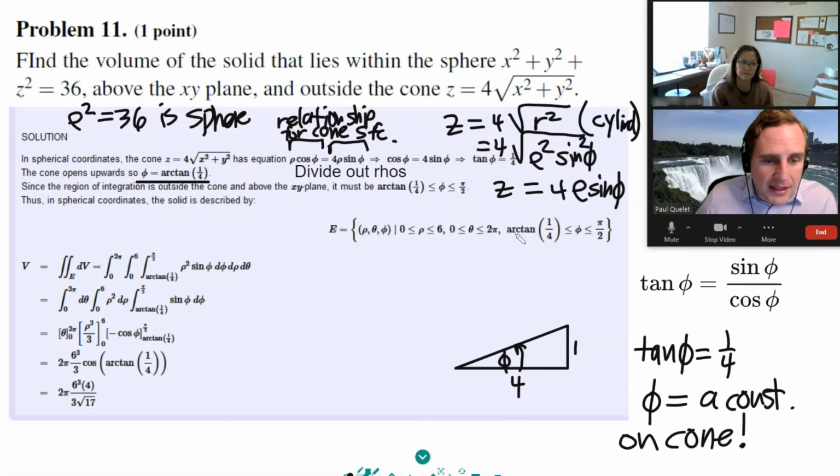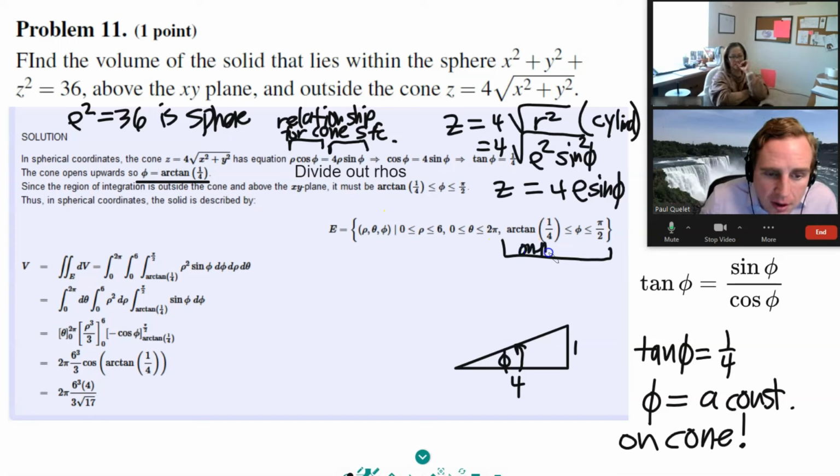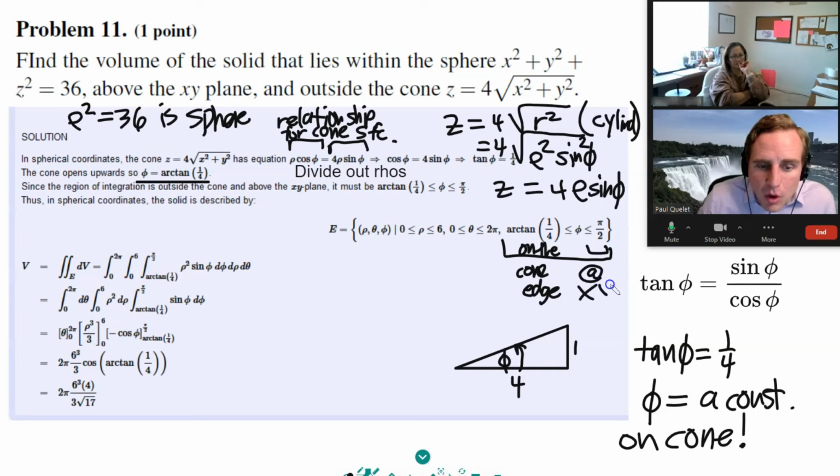Yes. Okay. So I think that's how they're getting these for the bounds. Arctan of 1/4, because this right here is on the cone edge, and then this right here is at the xy plane.